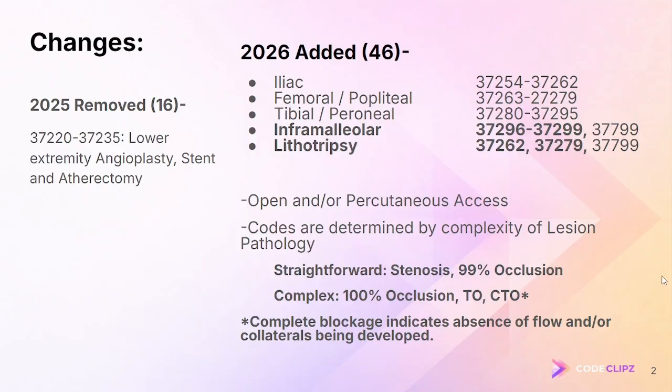There's a straightforward lesion, which is usually diagnosed as stenosis or 99% occlusion or less. However, the complex lesions will have to indicate 100% occlusion, a TO, or CTO. In our documentation, this will usually be indicated by a 0% flow or absence of flow, and then also collaterals being developed by the extremity.